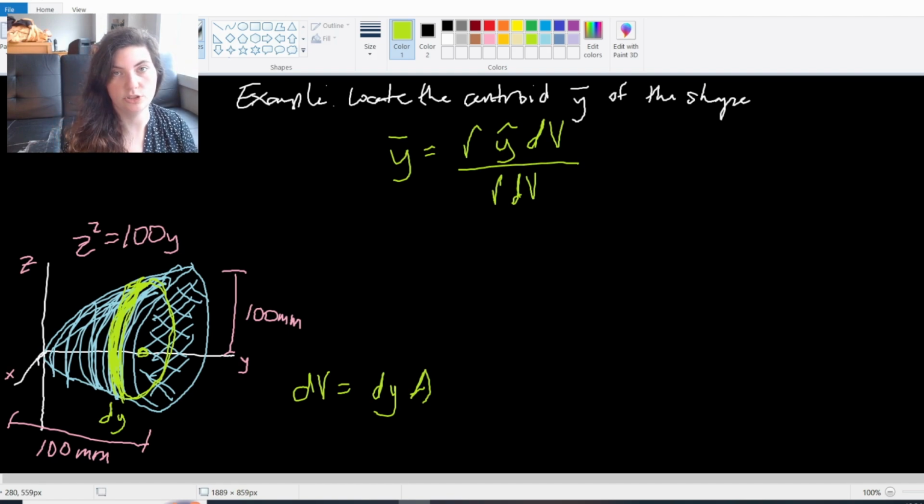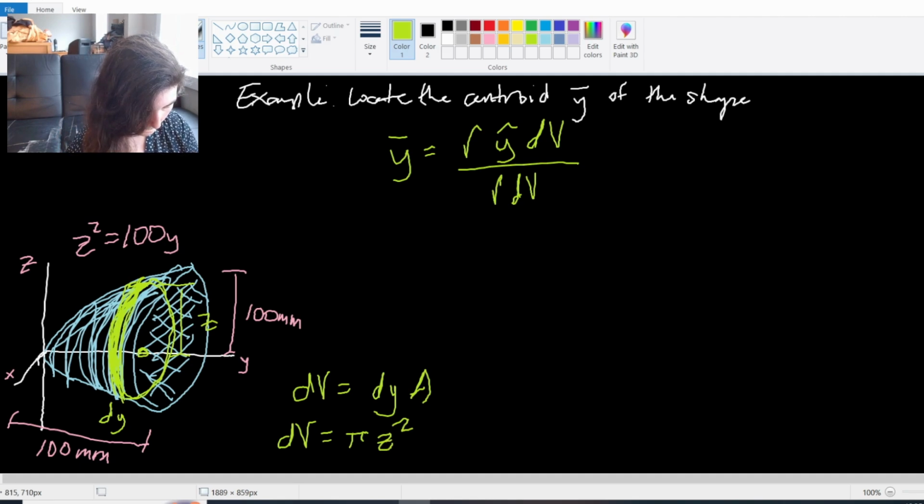Since this ham shape runs along the y-axis, it gives us this equation of z squared equals 100y. My height is going to be z, which in this case we can treat like the radius, right? This z, and then it circles around the y-axis. So my dV in this case is going to be the area of a circle, which is pi r squared, but in this case we'll use z for our r. Pi z squared times dy.